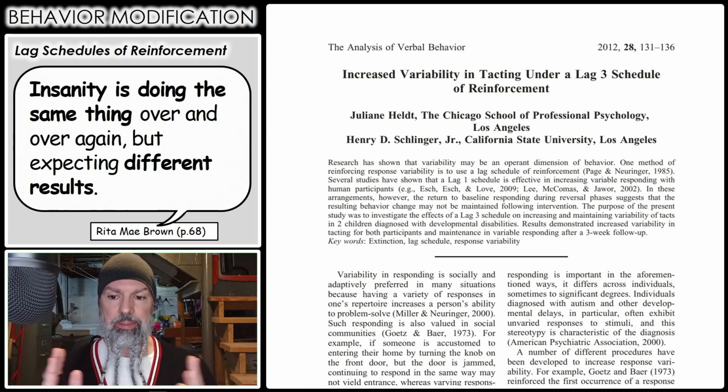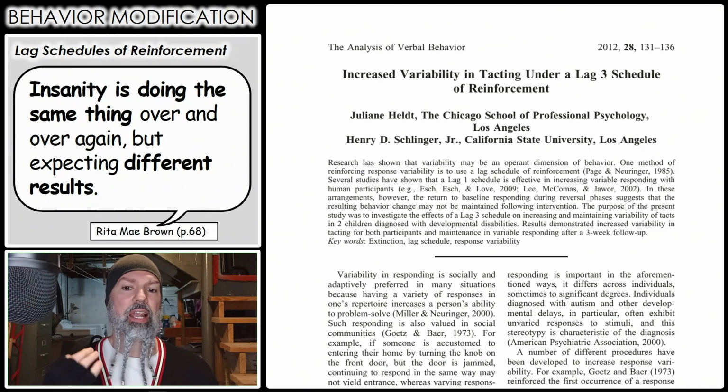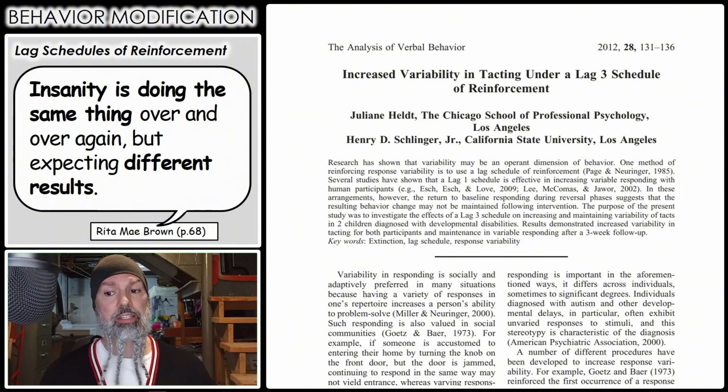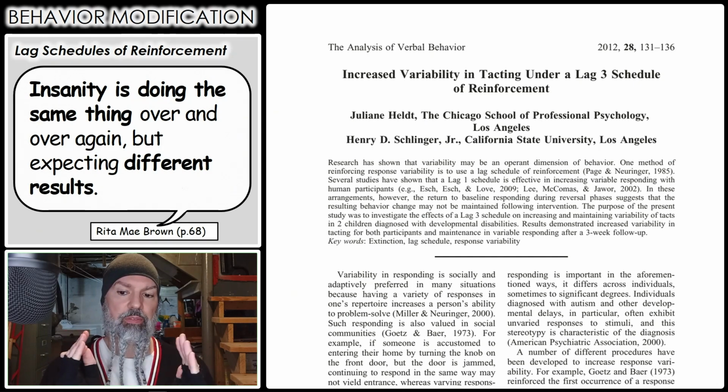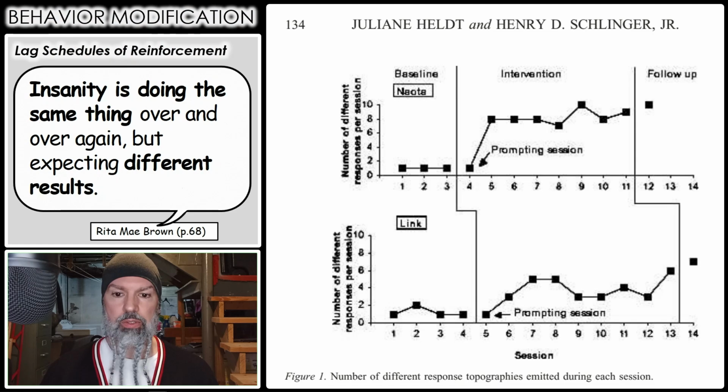That is tacting. So in this case, they used a lag 3 schedule with a 13-year-old boy who had autism and Fragile X syndrome and a 4-year-old with mild intellectual disability. And the participants were shown an image and they were asked, what do you see in that image? And reinforcement only occurred if the 4th response differed from the previous 3. So that 4th response had to be different than the previous 3. That is a lag 3 schedule of reinforcement. So let's take a look at what happened to these individuals. So we have Neota and we have Link.